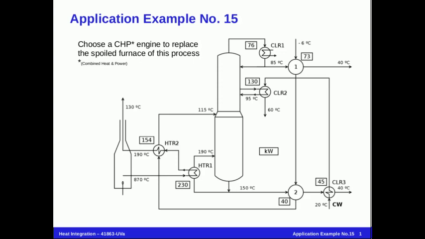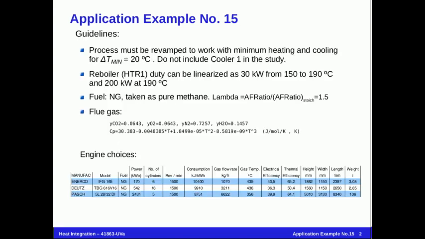And for that, we want to change the heat exchanger network to use the minimum heating and cooling. Then we're going to perform an analysis to know the minimums, and then choose the right engine with these minimums. We are also given some guidelines. The process must be revamped, changed, improved, to work with minimum heating and cooling for a 20 Celsius minimum approach.